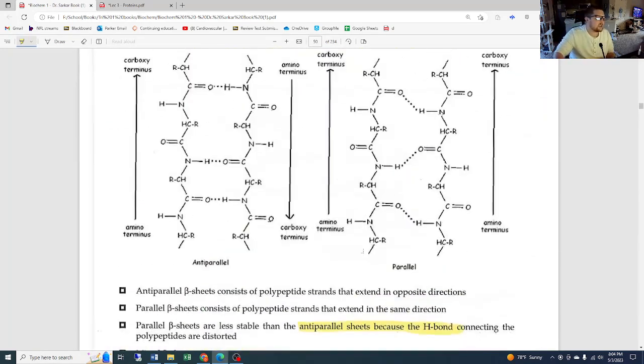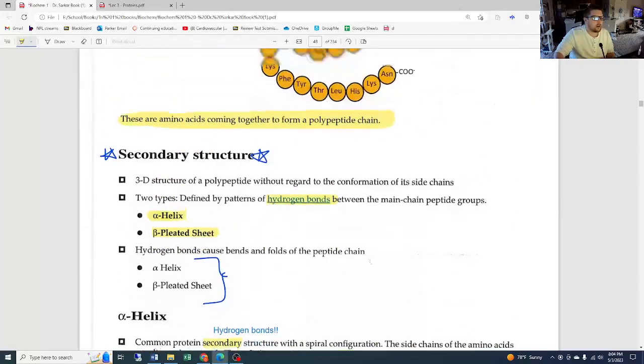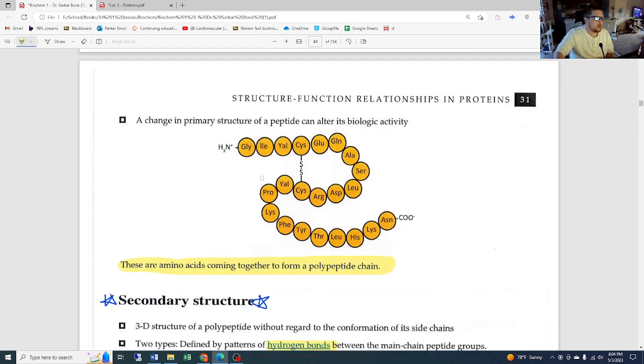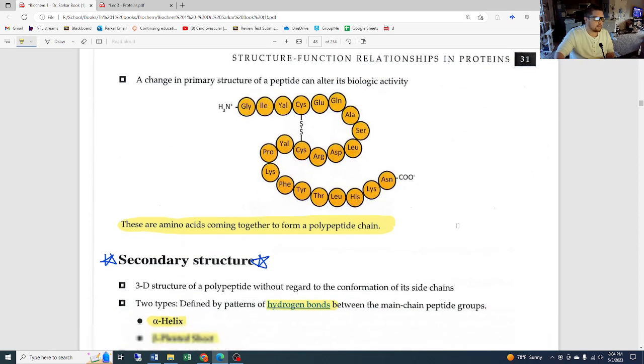Now, we finished the secondary structure. So remember, primary has what type of bonds? It is our covalent bonds, and it is our amino acid chain, our polypeptide chain.